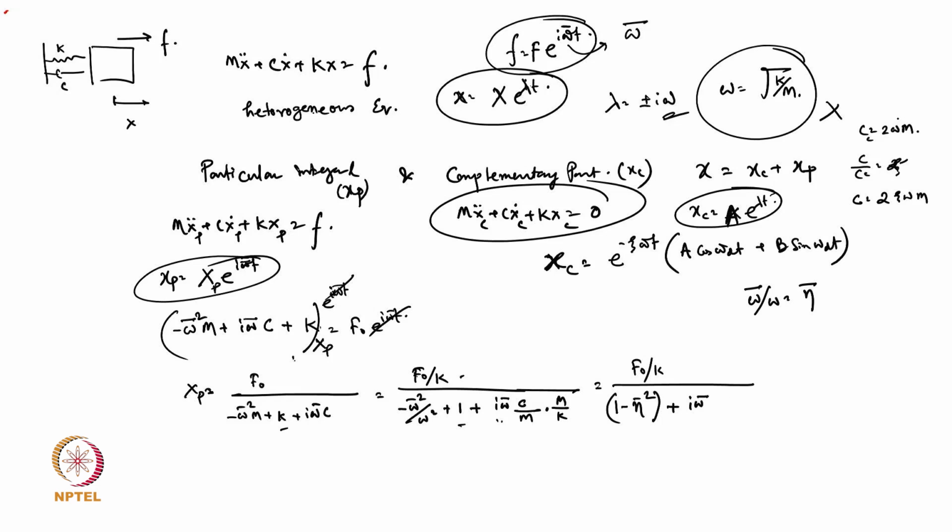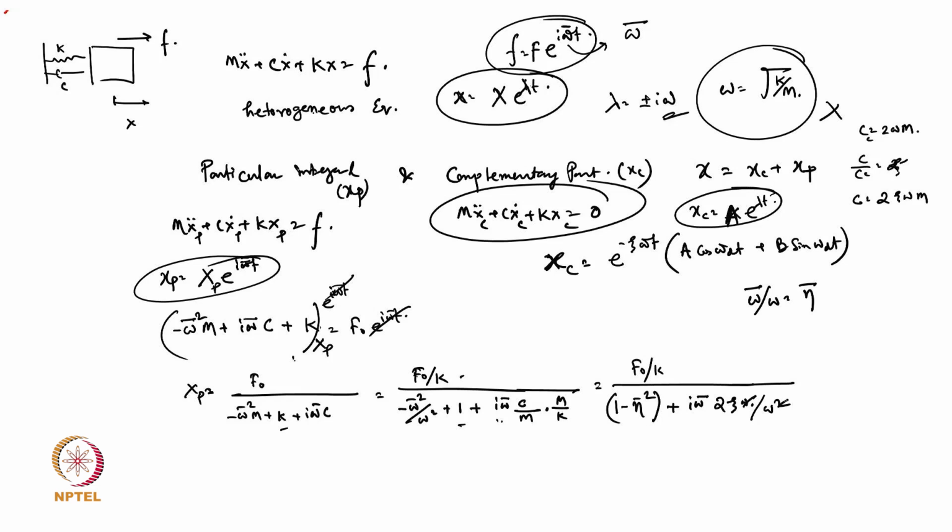Is it this? Yeah. So C by M equal to 2 xi omega, 2 xi omega into omega. No, but divided by omega square. Divided by omega square.